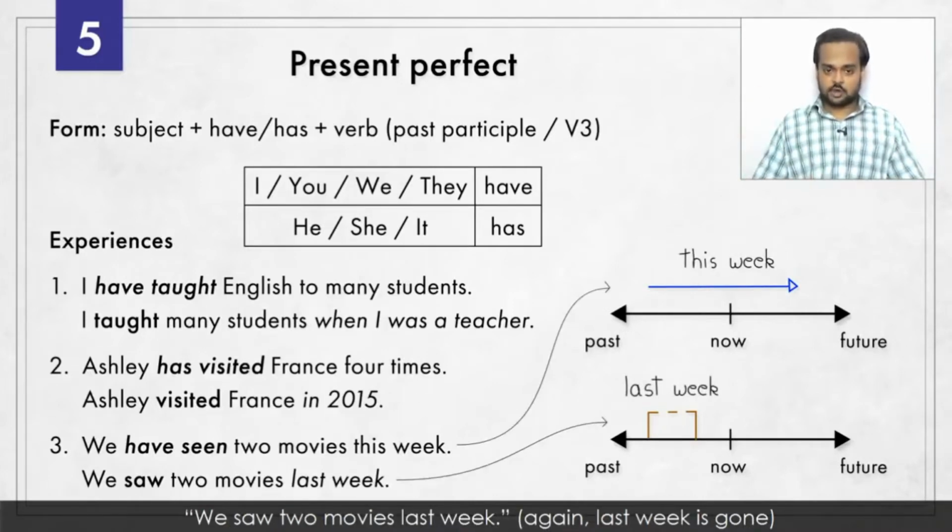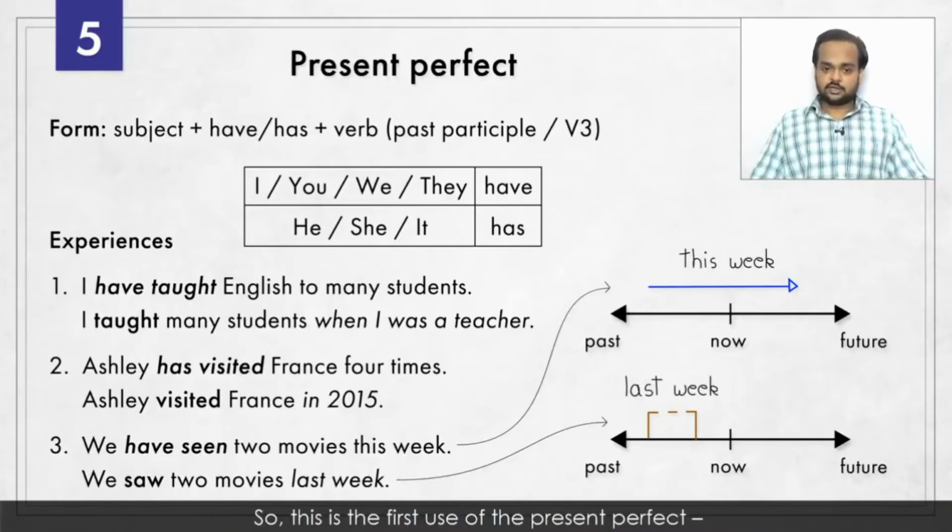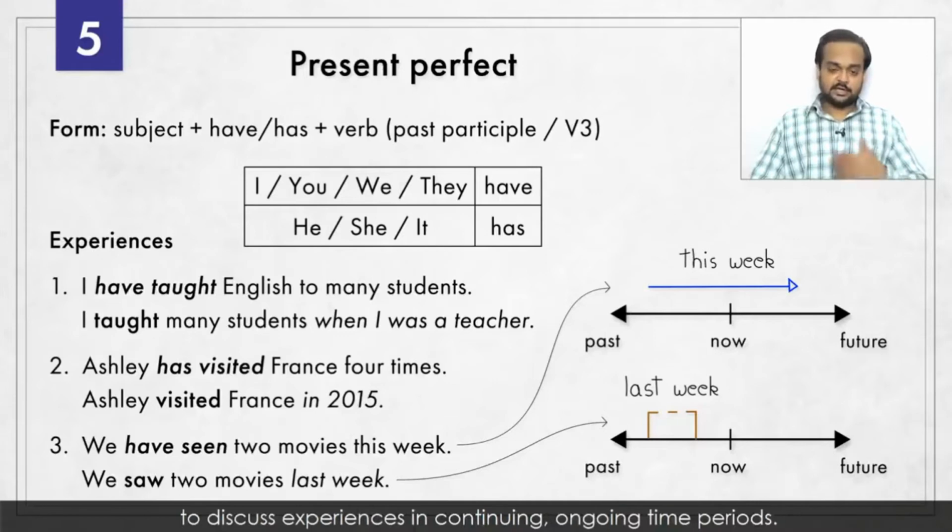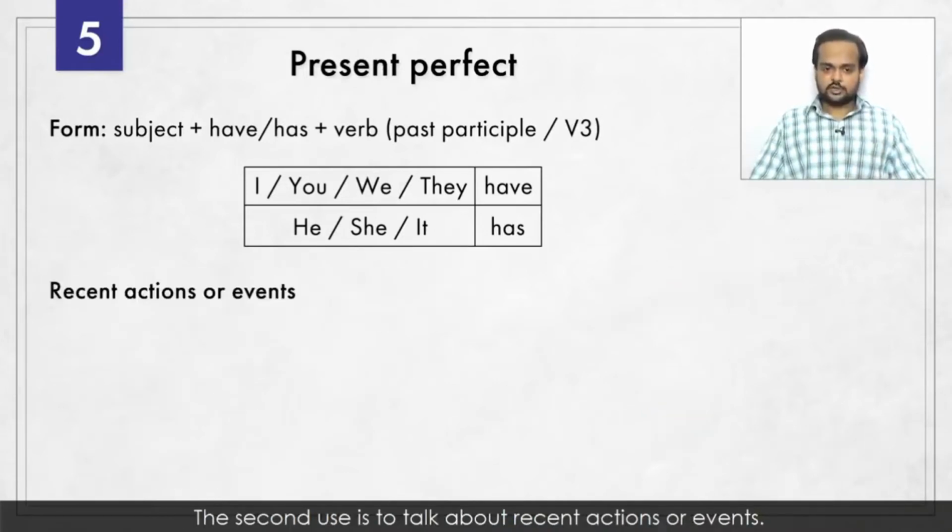Again, last week is gone. So this is the first use of the present perfect to discuss experiences in continuing or ongoing time periods. The second use is to talk about recent actions or events.